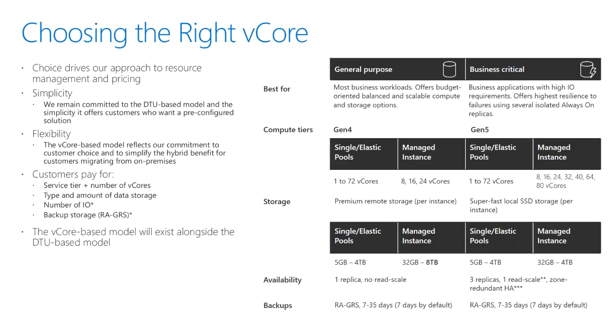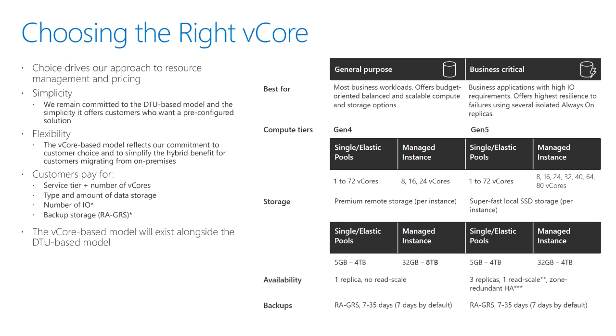In choosing the vCore model as opposed to DTUs, I would then choose either general purpose or business critical. For both general purpose and business critical, I can choose Gen 4 or Gen 5 compute tiers. With Gen 4, I can have up to 72 cores, and with Gen 5, I can have up to 80 cores. With Gen 5, I can have super fast local SSD storage and extremely quick response time.